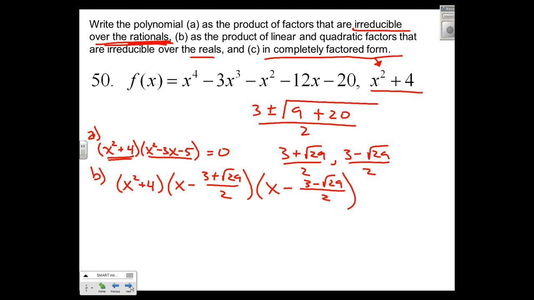So if I take my x squared plus 4, I'll put it up here. x squared plus 4, set that equal to 0. I get x squared equals negative 4, excuse me, that's important. Or x equals plus or minus the square root of negative 4, that is 2i. So x squared plus 4 can factor into x minus 2i times x minus negative 2i.